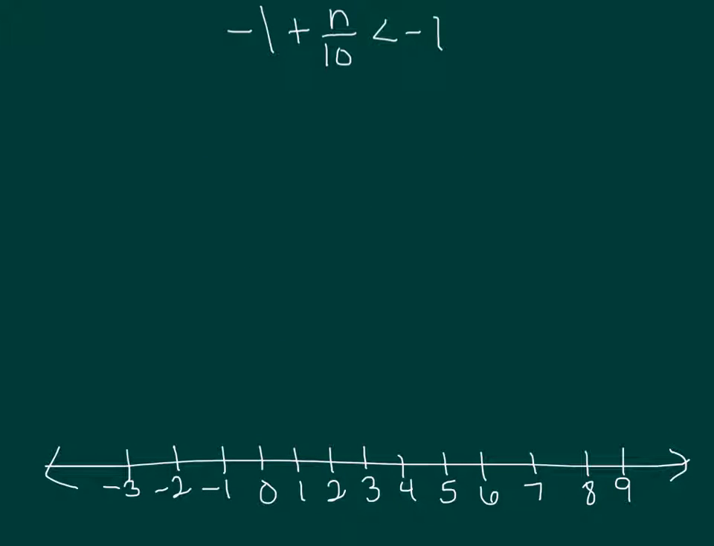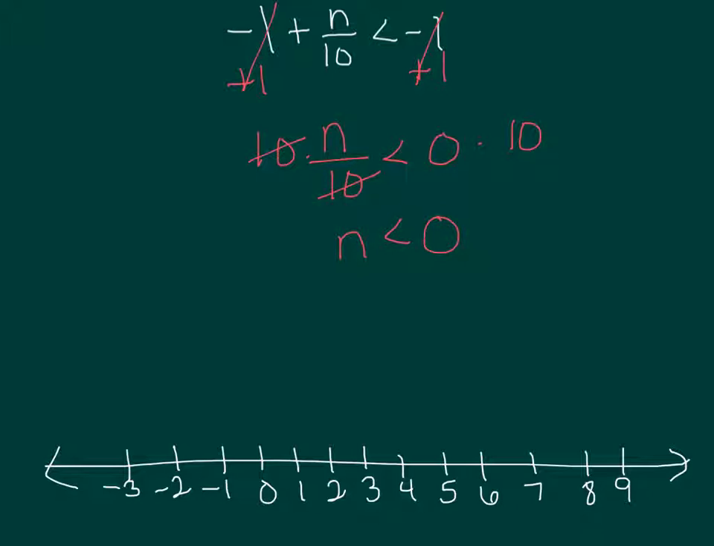Okay, last example. Again, we use inverse operations to solve. Add 1 to each side. So those cancel on both of them. You're just left with n over 10 is less than 0. Then we multiply by 10. We are multiplying, but it's not a negative, so we don't have to flip the sign. And it's still less than 0.